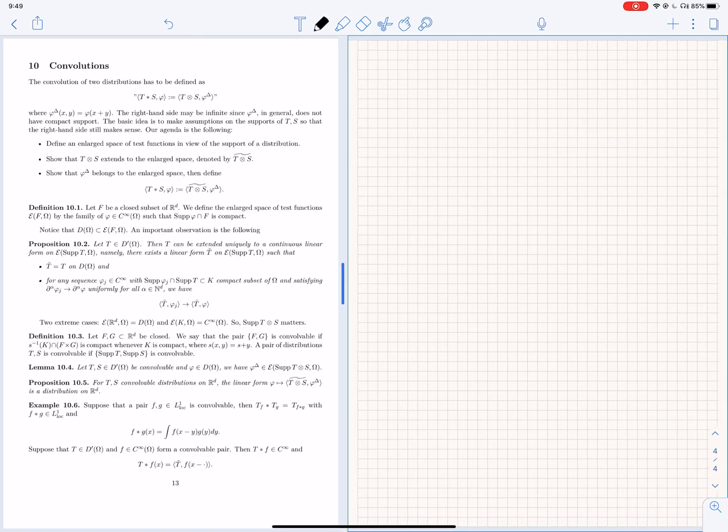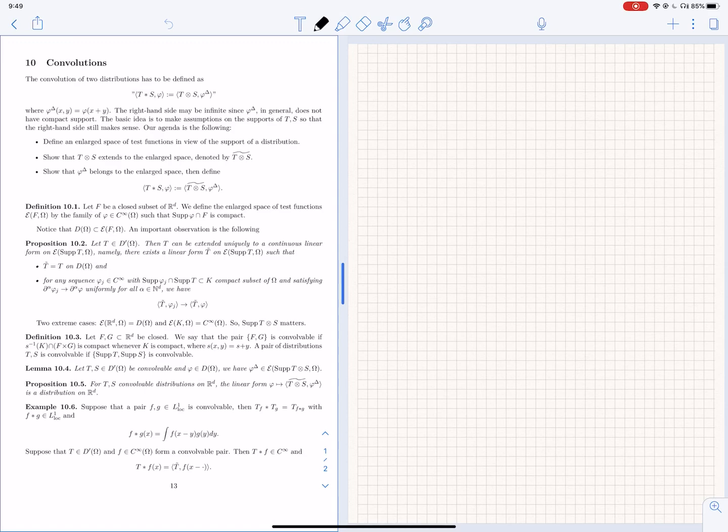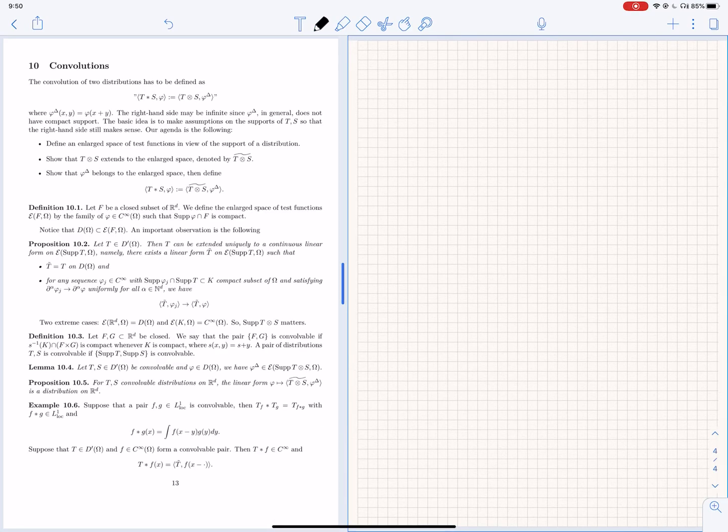Okay, our second example is about the convolution of a distribution with a C infinity function. As always, we assume that the supports of these two, T and F, form a convolvable pair. Then we are going to show that T convolved with F is a C infinity function, and it takes the particular form as such. So the convolution of any distribution with a C infinity function automatically becomes a C infinity function. A very important fact. Okay, so let's show this fact.